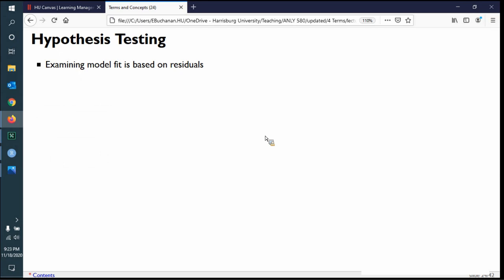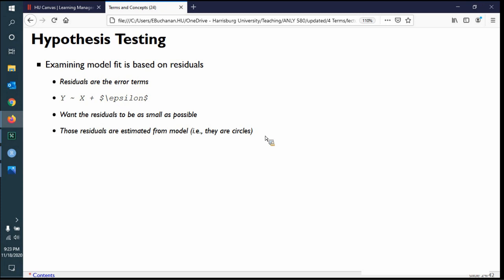When we say examine model fit, we're going to get into this a lot in the next class, but it's all based on the residuals. Remember that the residuals are the error terms, and we have this y equals x, where my epsilon didn't register. We want those residuals to be as small as possible, because we want to predict y really well. So we want the error to be small. That error is represented from the model. It's not a column in the data, so it gets to be a circle. If you ever see a model formally drawn with the little circles in SEM paths, there are these U-shaped arrows.